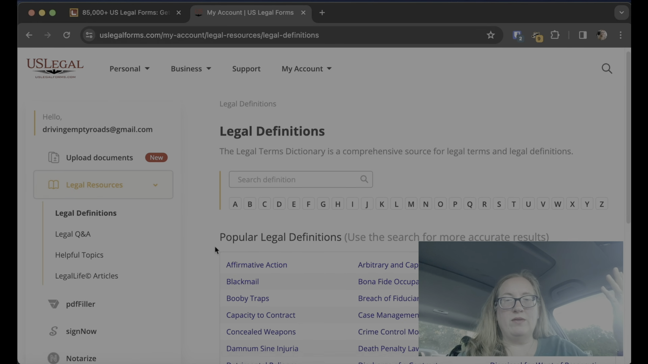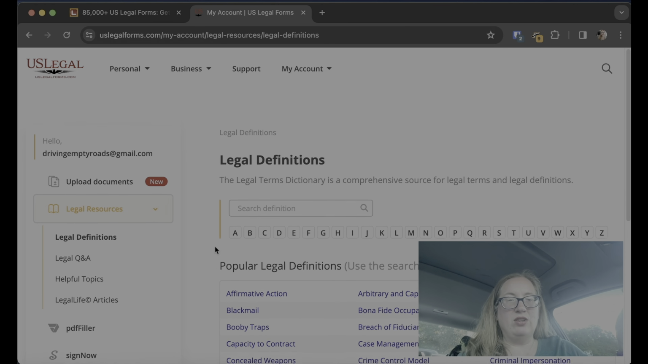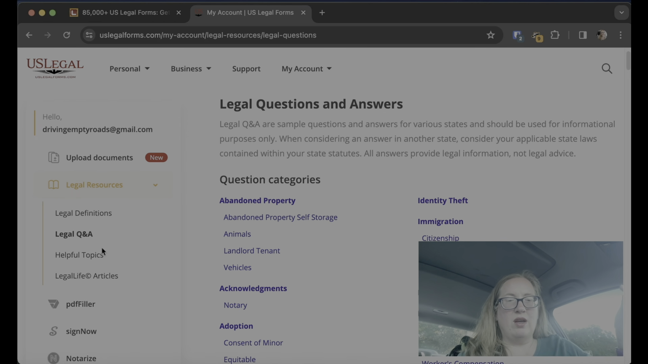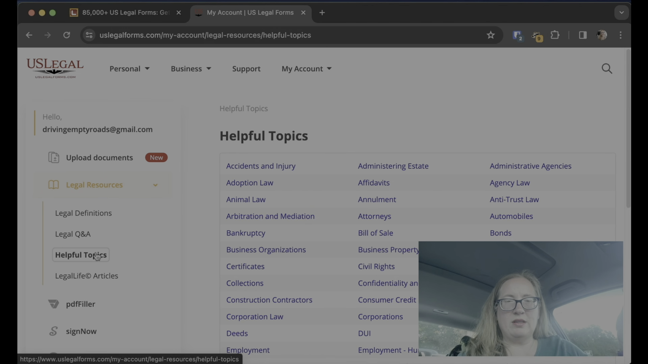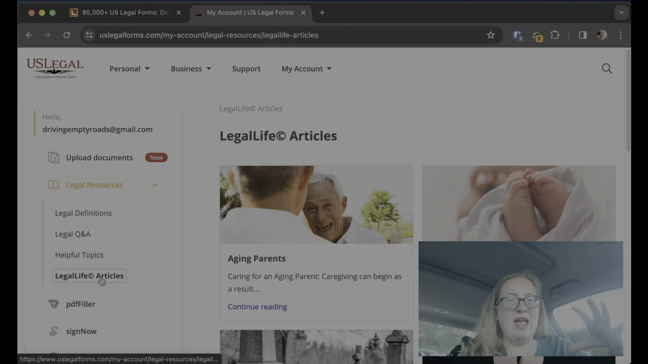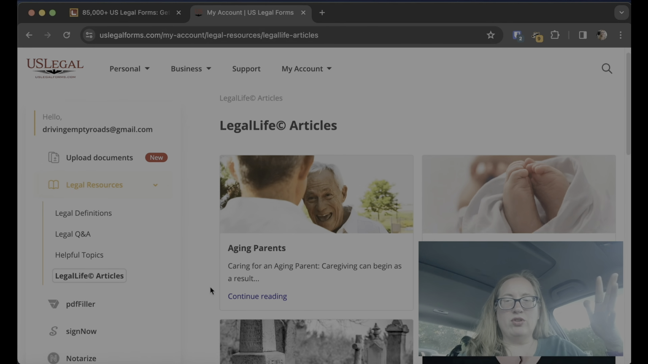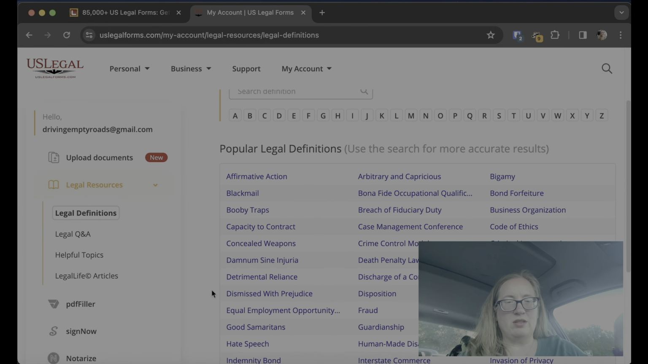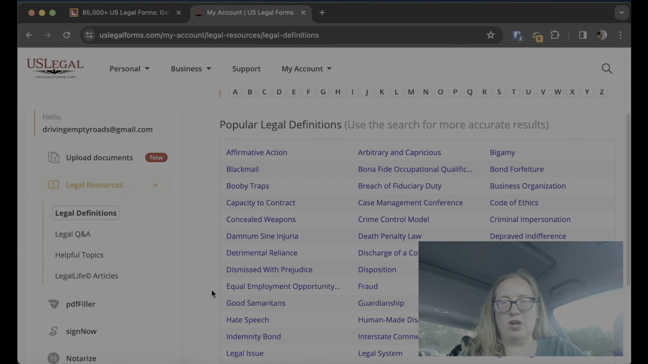Then they have a whole bunch of legal resources. They have a legal dictionary, they have QAs that you can search. Let's see, helpful topics, which is just overall categories. And they have something called legal life articles about different topics. So if you look at the definitions, I'm just going to click on some things so we can see. It has definitions of things that probably people look up a lot.